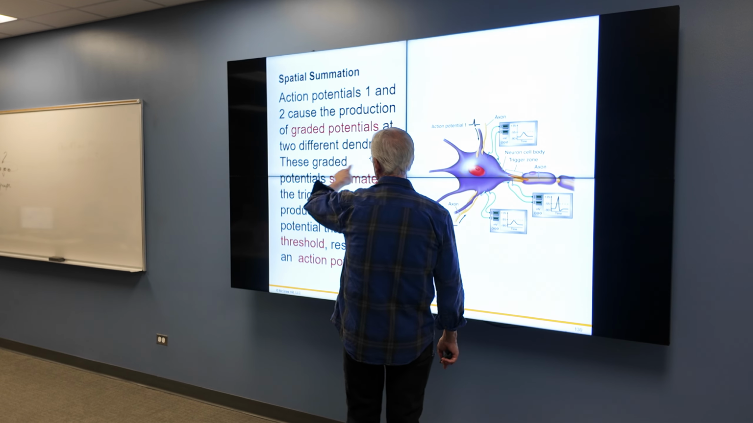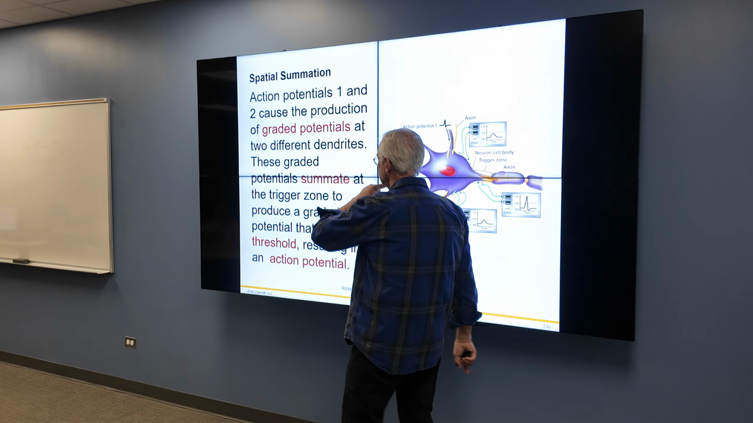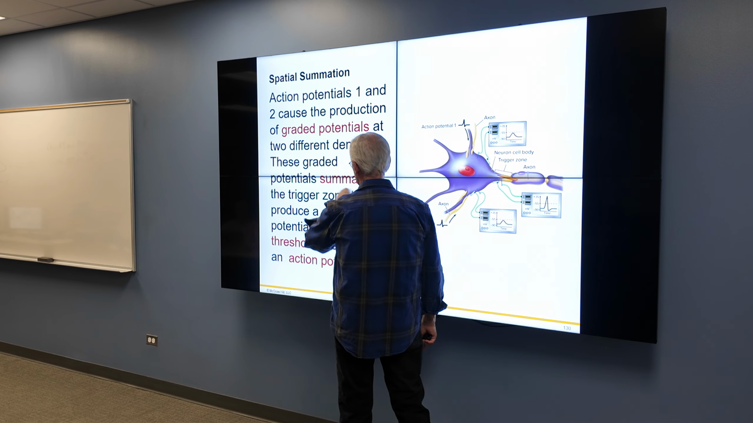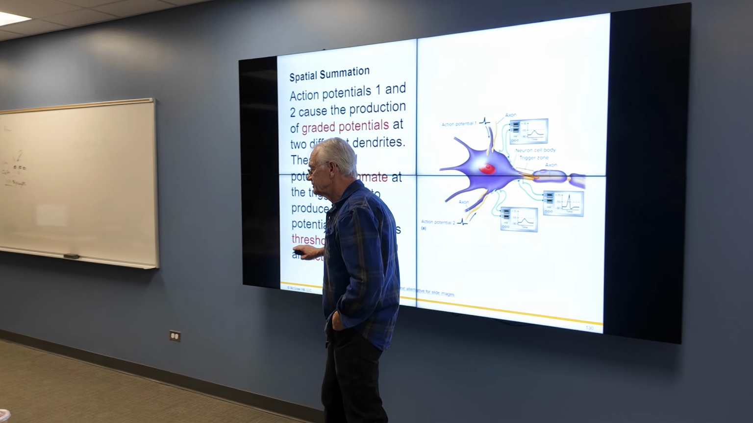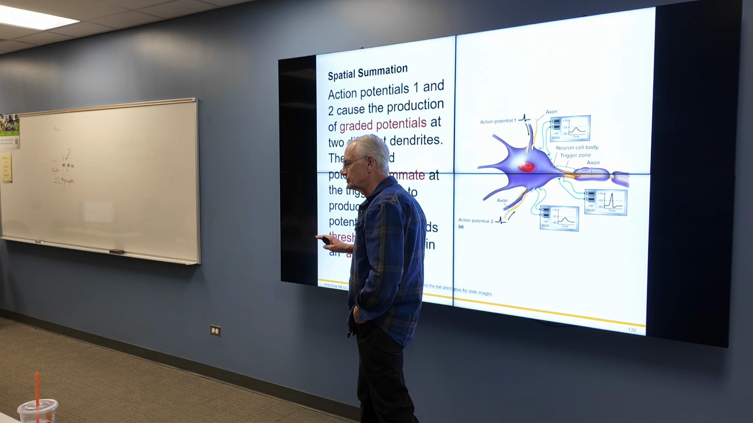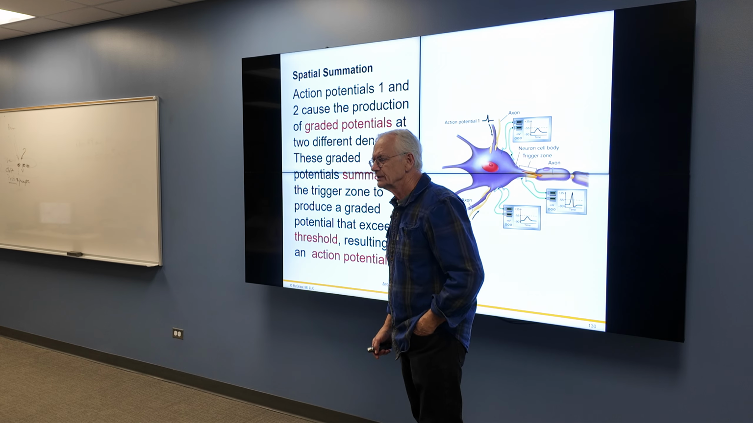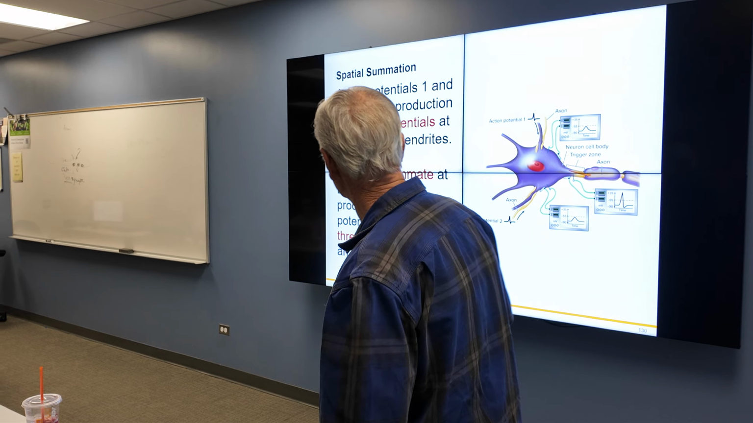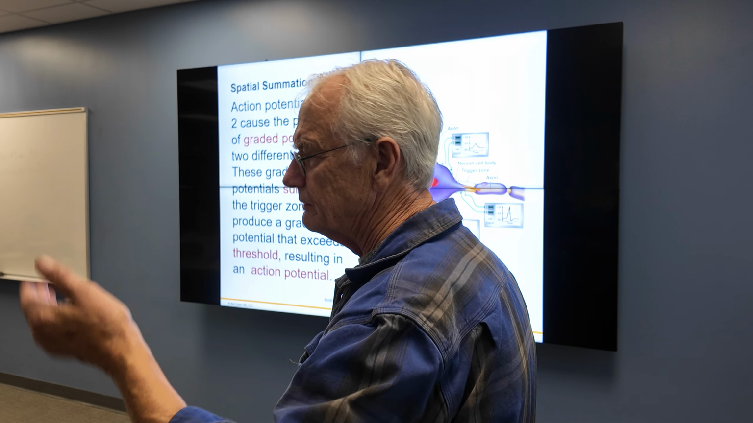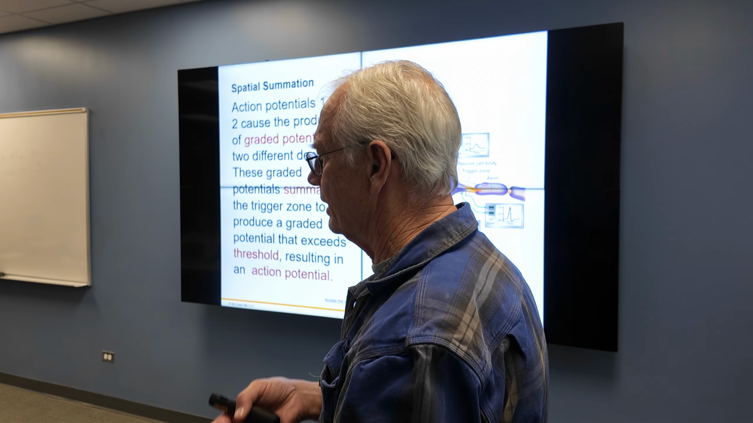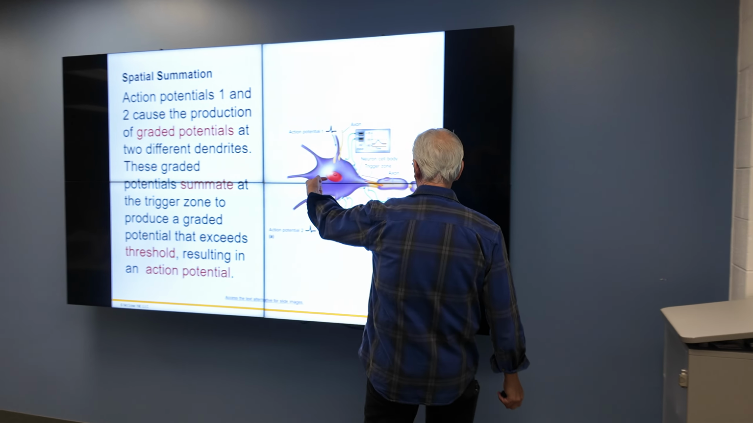At two different dendrites, remember dendrites, cell body, axon, okay? These graded potentials add together at the trigger zone to produce a graded potential that exceeds what? It exceeds our -50, okay? It's gone from -70, resulting in, bam, all or nothing, action potential. That's the way you should look at that and be able to interpret it. We're going to add these two together, and they're going to reach that -50, and once it reaches that threshold, getting from -70 to -50 millivolts, it triggers the action potential.